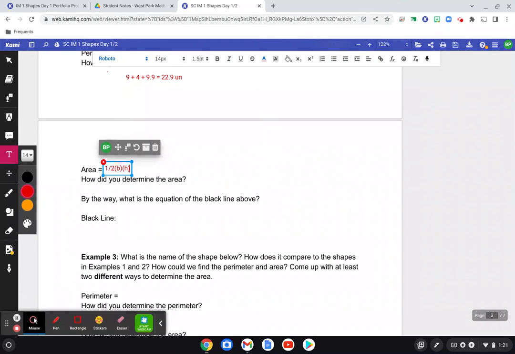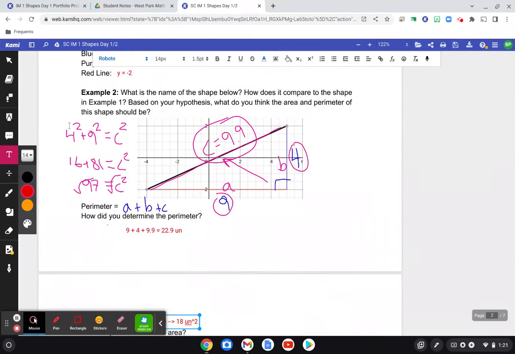So if we determine the area here, we're going to go 1/2 the base of 9 times the height of 4. Now, 9 times 4 we already know is 36, and 1/2 of 36 is 18. So again, here we have 18, not units, but square units. Area is always square. Now, the equation of this black line, not quite as easy as a horizontal or vertical line. In this case, we actually have to determine the slope.